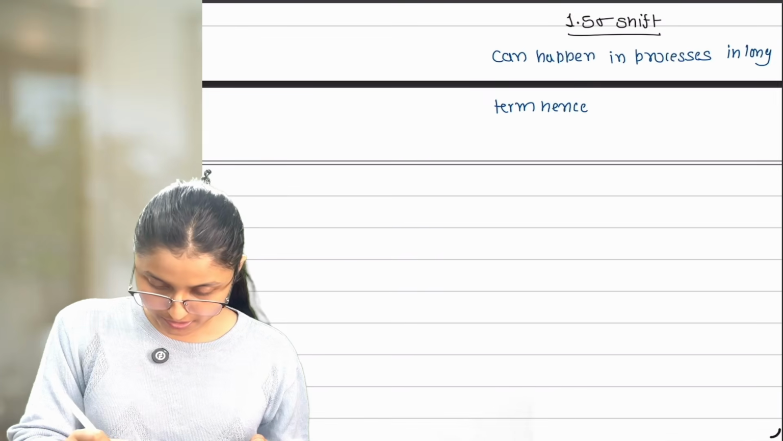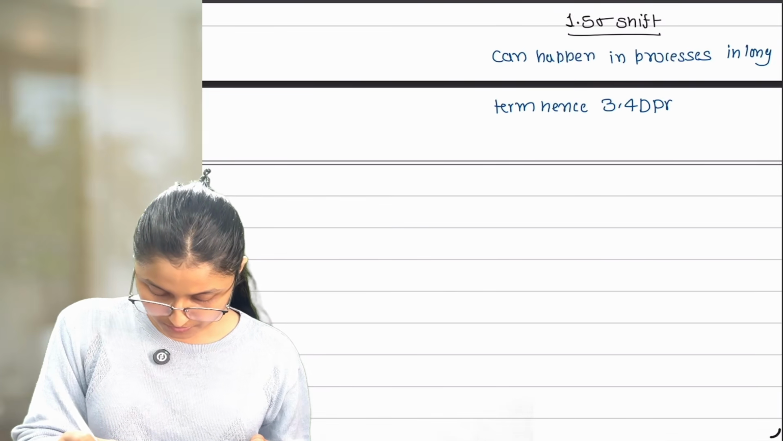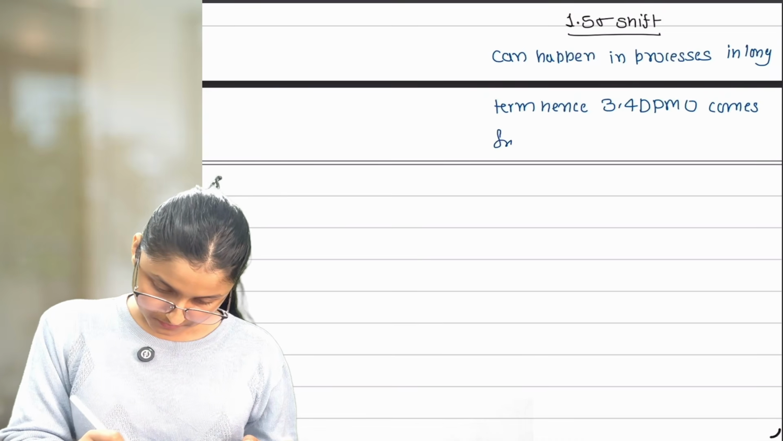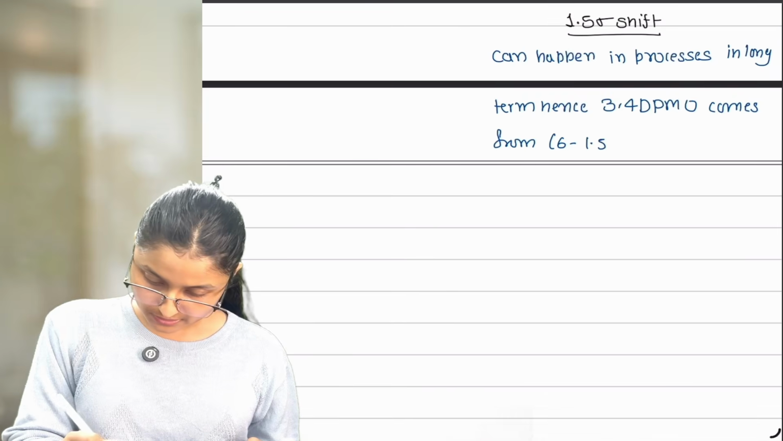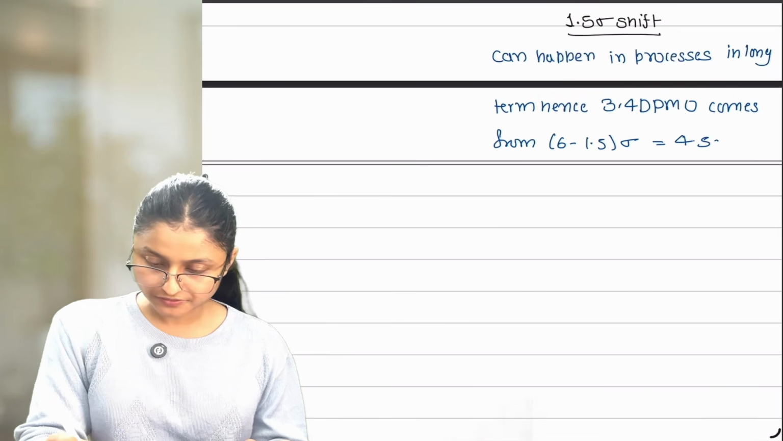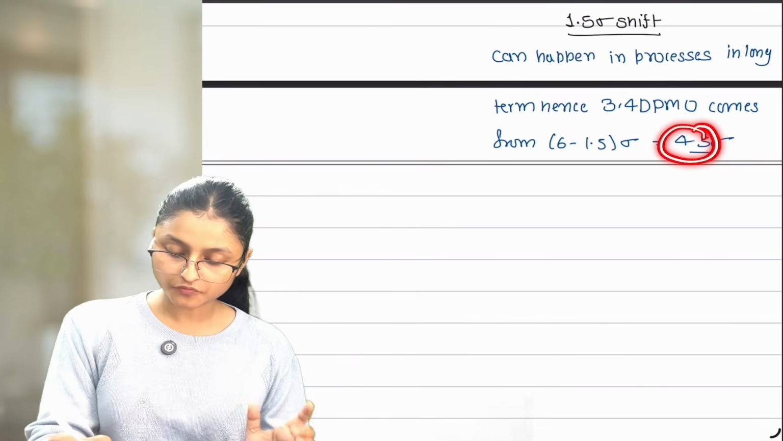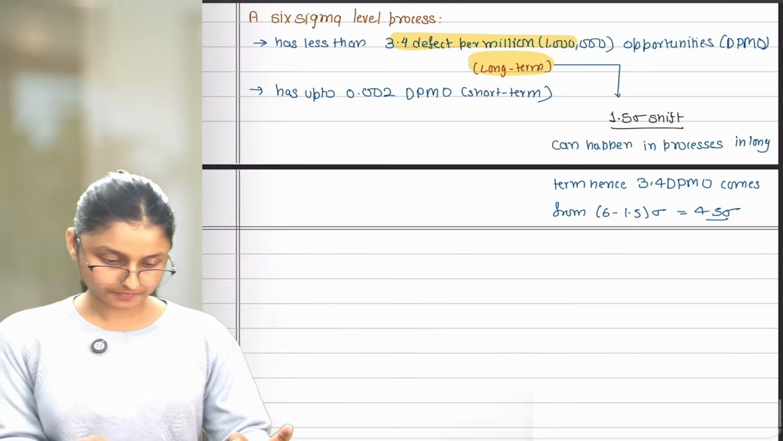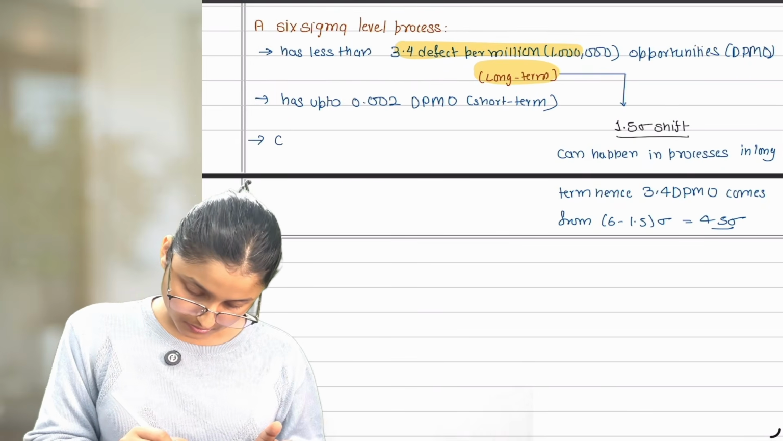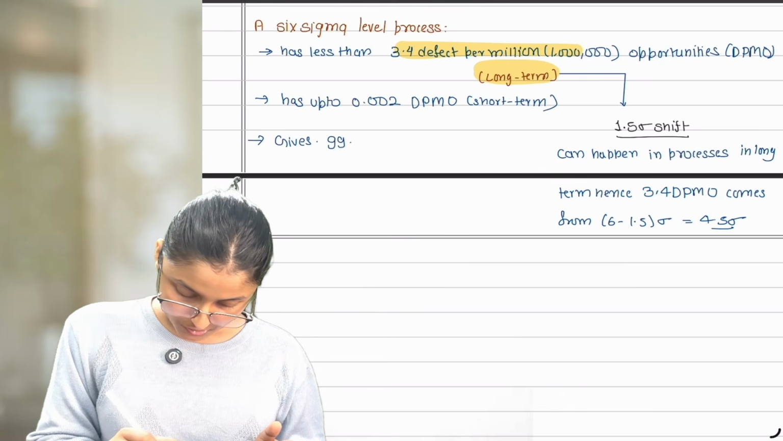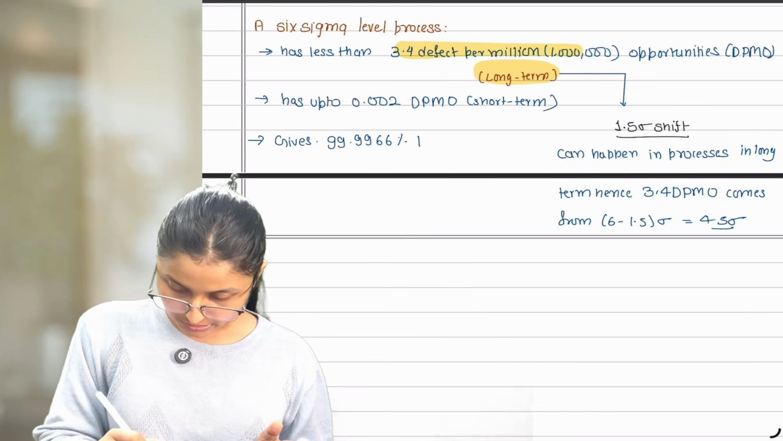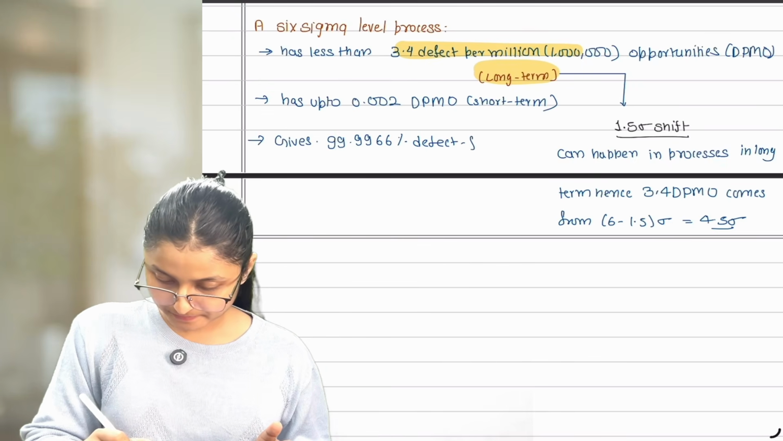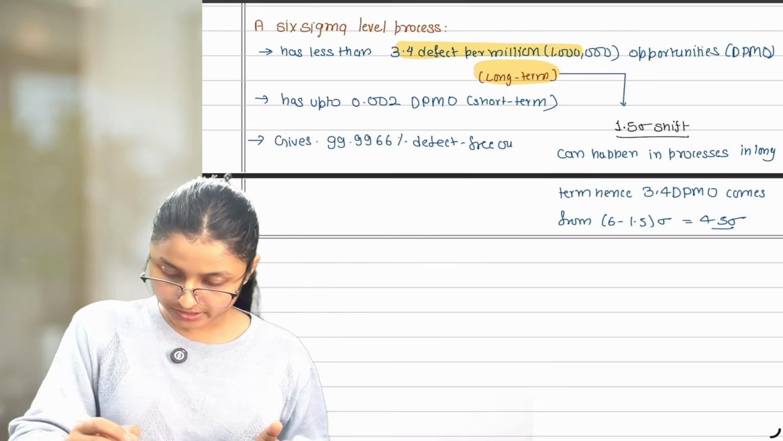Hence, 3.4 defects per million opportunity comes from 6 minus 1.5 standard deviation, which is equal to 4.5 standard deviation. And if you check the Z score of 4.5, then on the basis of it, you will get only 3.4 defects per million opportunities. This gives 99.9966% defect free output, which is extremely high quality.